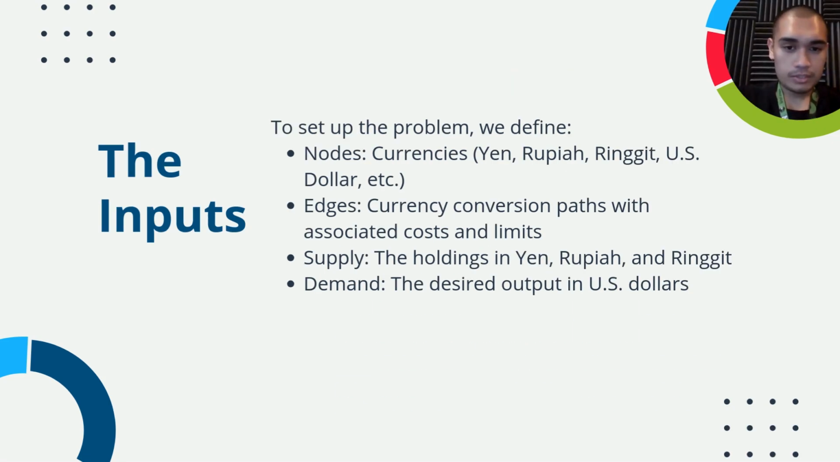As for the inputs, to set up the problem, we define nodes as currencies such as yen, rupiah, ringgit, US dollar, etc. For the edges, it is the currency conversion paths with associated costs and limits. For the supply, it is the holdings in yen, rupiah, and ringgit. And the demand will be desired output in US dollars.